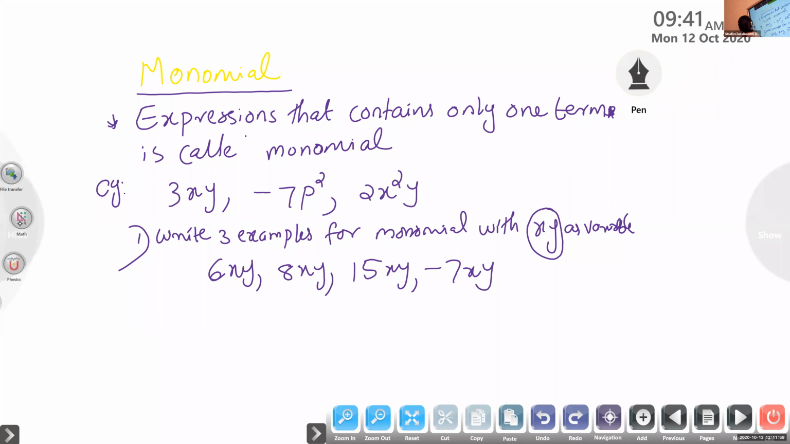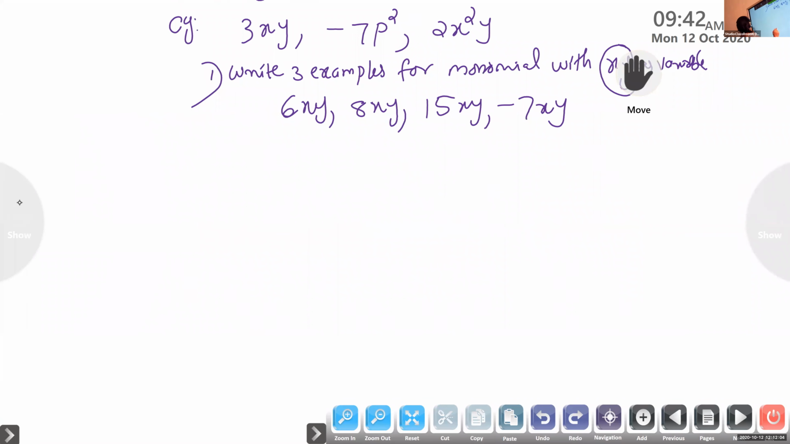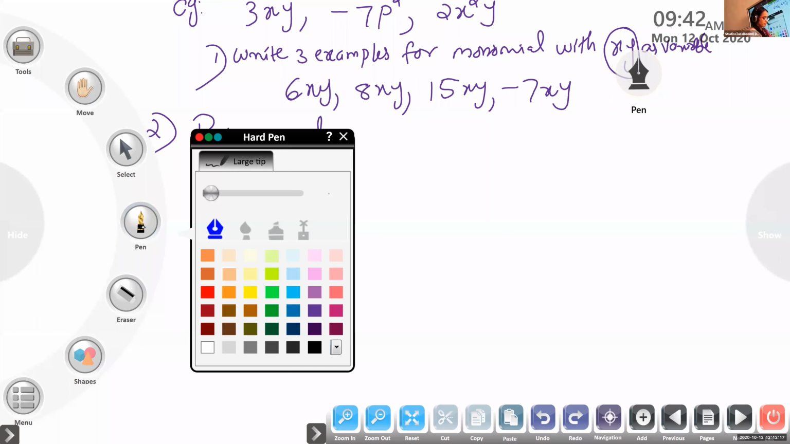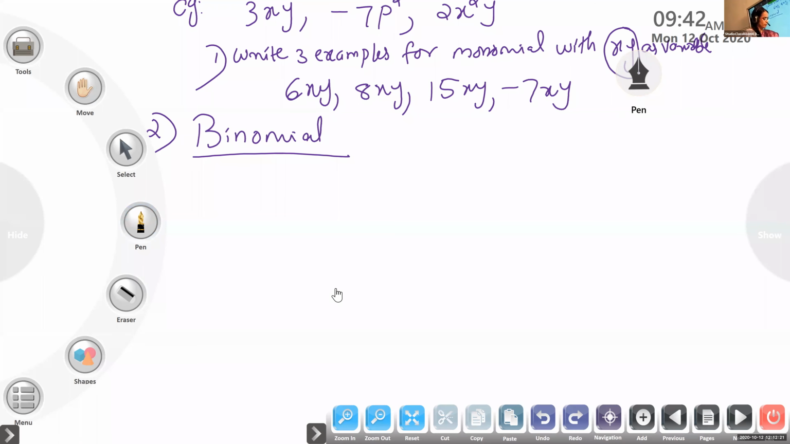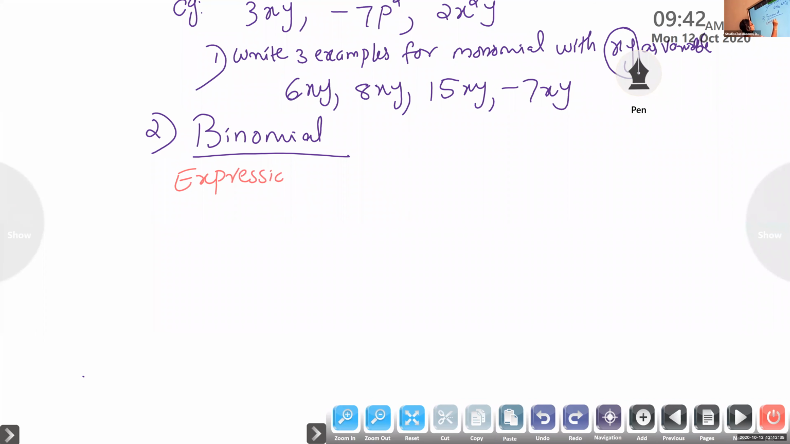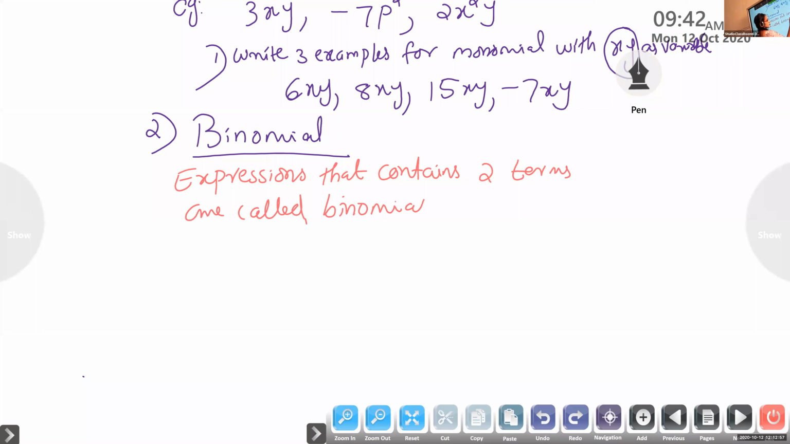Now, second one is binomial. Expression that contains two terms are called binomial. Expressions that contain two terms are called binomial.